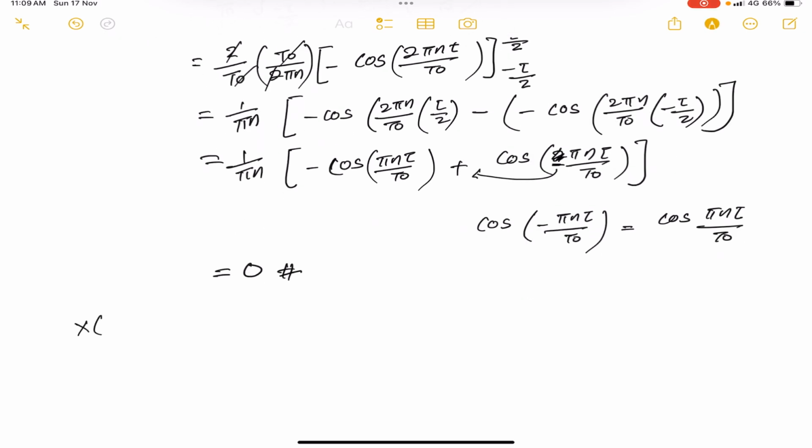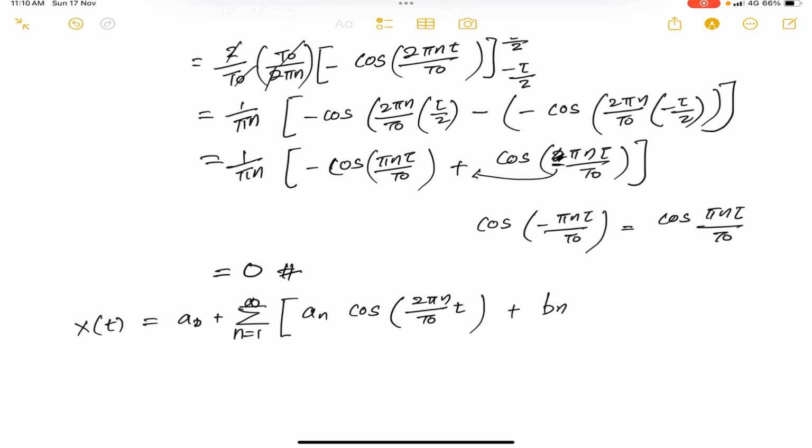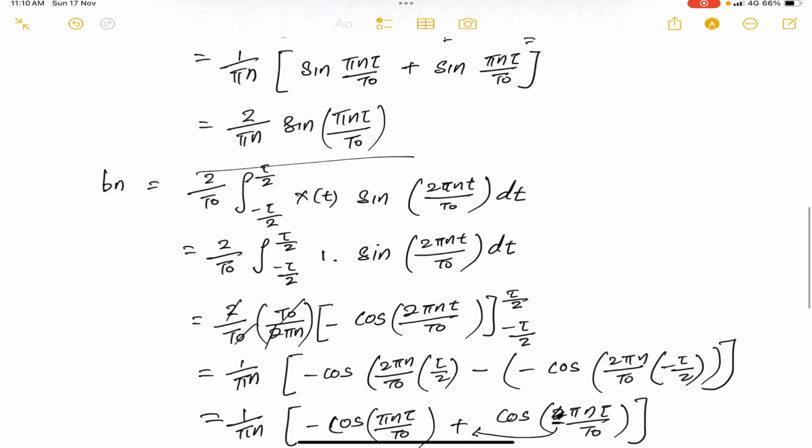So now we can write down the final answer of x(t) equal to a naught plus summation of n equal to 1 to infinity of an cos 2 pi n over t naught t plus bn sine 2 pi n over t naught. Okay, so you substitute the value of a naught, which is tau over t naught, plus an. Your an value is this one, 2 over pi n.